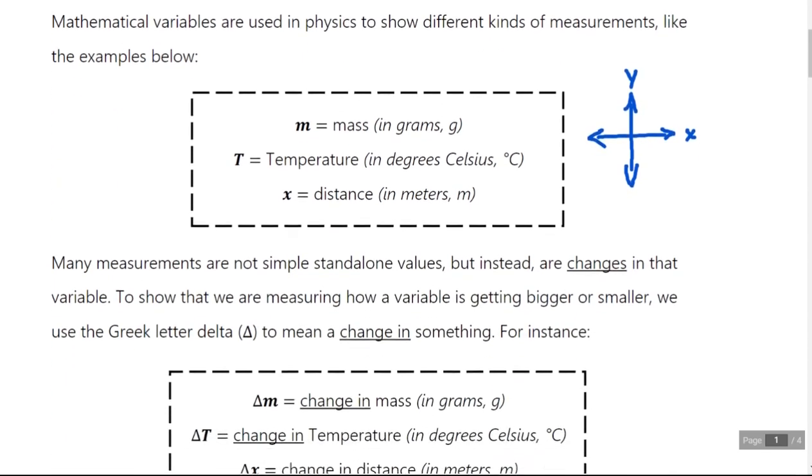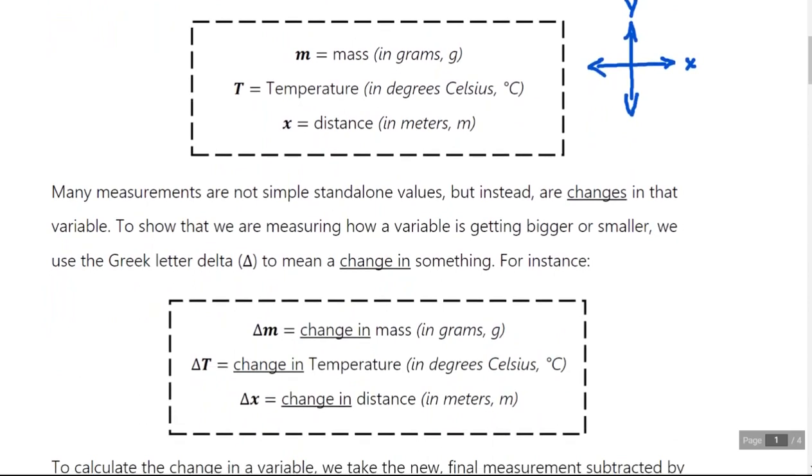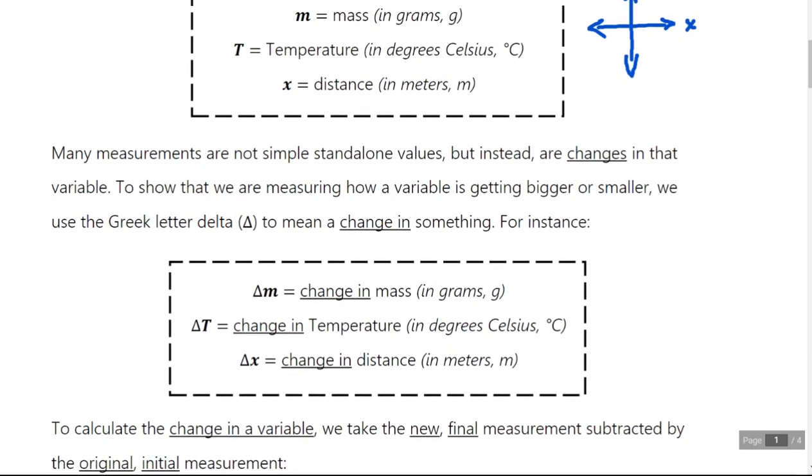Okay. So if we have a measurement that is changing, not just some standalone number, we can show that by putting this little delta out in front. Okay, so a delta M doesn't just mean that we're dealing with a measurement of mass in, say, grams. We're looking at how that mass is changing. So our mass is either getting to be a larger number of grams or a smaller number of grams. Okay, same with this delta T, this triangle T. So that delta means we have a change in, in this case, temperature.